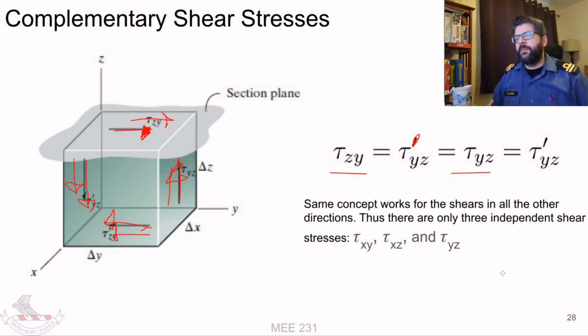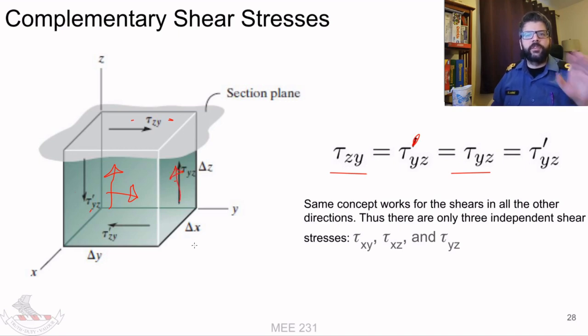So basically that means that we're down to only 3 independent shear stresses that can arise. You've got your tau xy, you've got your tau xz, and you've got your tau yz. I'm going to draw those ones here. So tau xy, that's right here. You've got your tau xz, that's here, and you've got your tau yz. That's this one here.